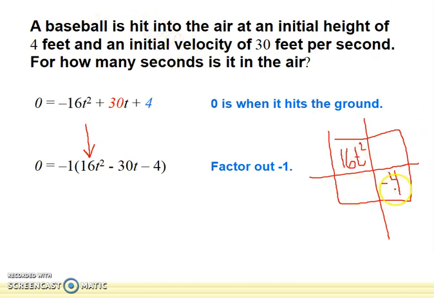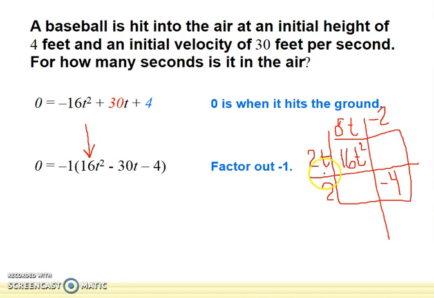And I think, well, something times something is -4, so I'll try -2 and +2. And maybe that works, maybe it doesn't. Maybe I need -4 and +1, but I'll try these first. And then I need to split up the 16t squared. So something times something is 16. Maybe 8t and 2t.